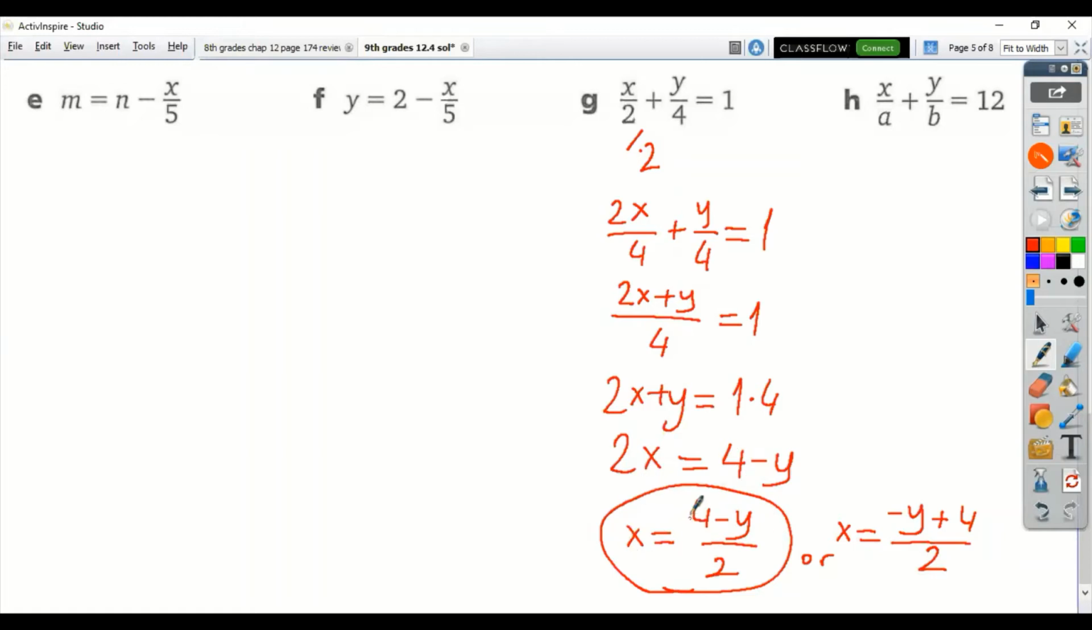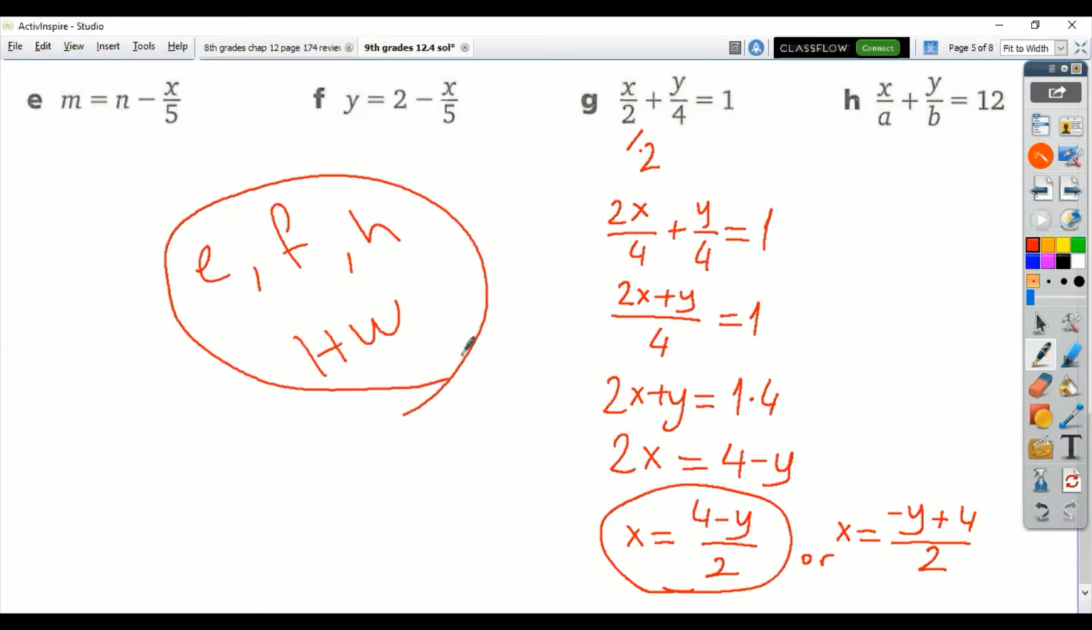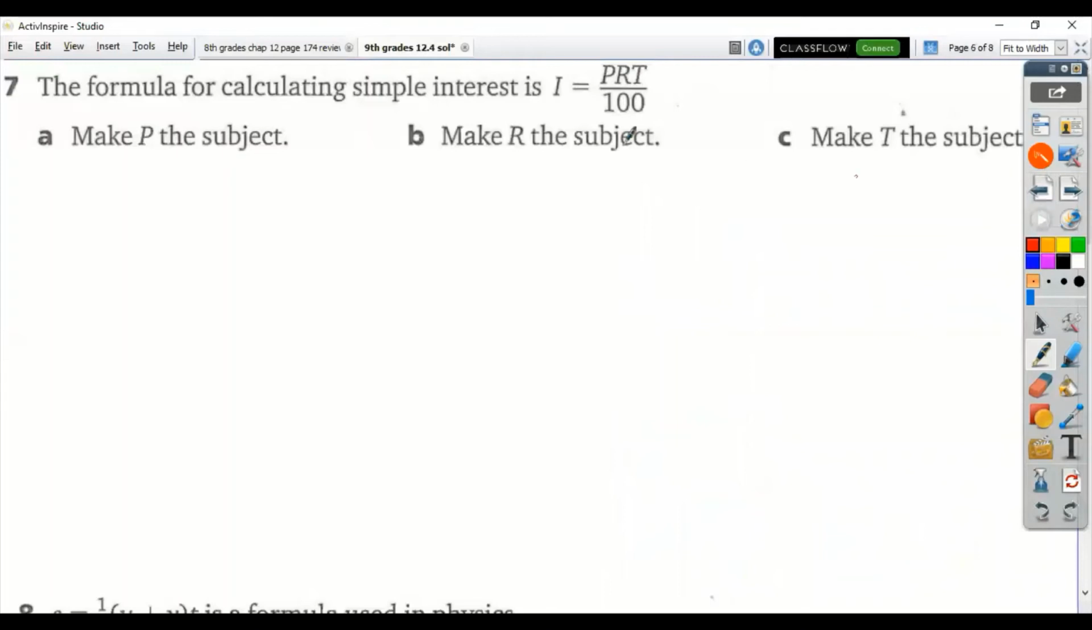This is okay, but as you guess, E, F, and H are homework here. How lucky students you are, non-stop homework. You will be so smart, so successful in high school and then in faculty.